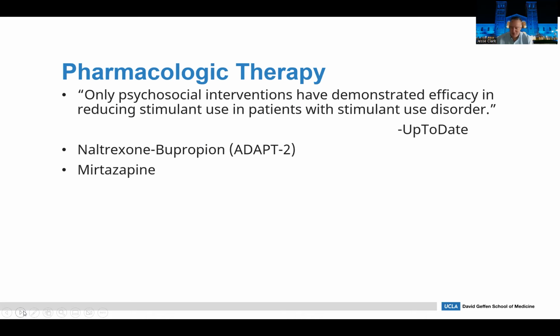But as Dr. Shoptaw talked about last week, and we'll talk a little bit more now, there are actually medical therapies, some of which have been well established in phase 3 trials to be effective in reducing methamphetamine use, including the naltrexone-bupropion combination, which was used in the ADAPT-2 trial, and mirtazapine, which has been used in several phase 2B clinical trials recently. Next slide.